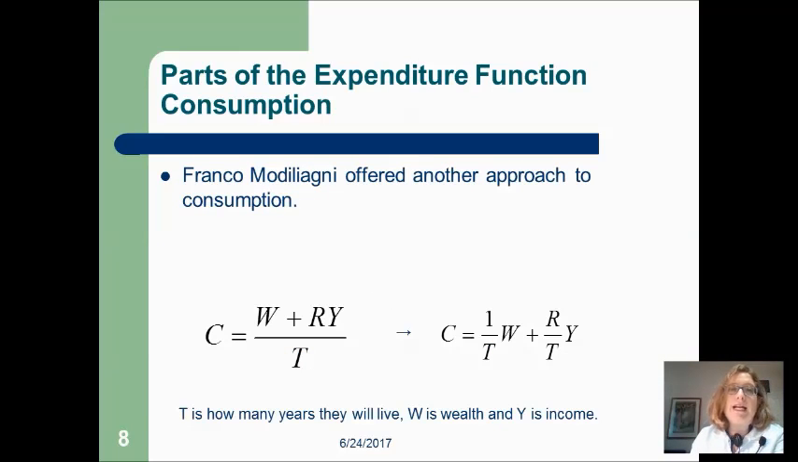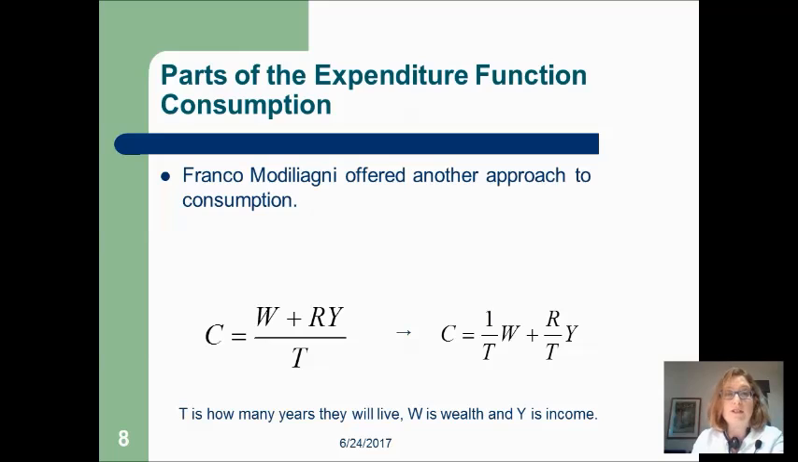Now, Franco Modigliani offered another approach to consumption. He basically said that, listen, consumers really don't like aggressive shifts in consumption. We like to consume the same amount every period. We don't want to be in a situation where today we consume a lot and tomorrow we consume very little, and so on. So Modigliani's idea was taking all your wealth and income and just distributing it over your lifetime.